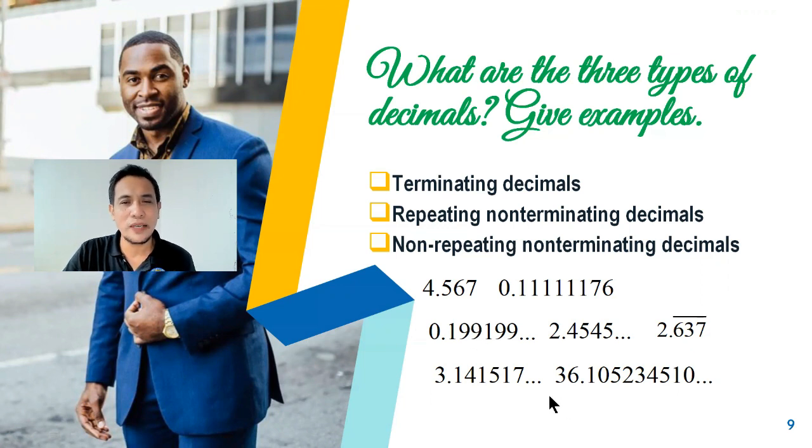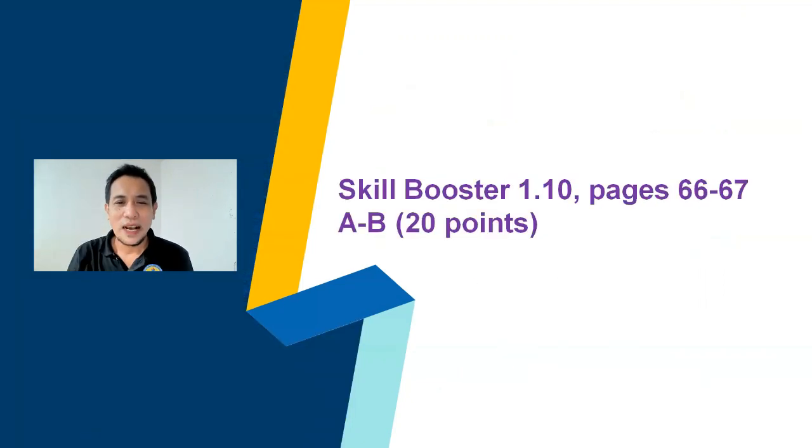All right, so any question about our lesson? Okay, fractions and decimals. We know that terminating decimals can be converted to fractions. We know that repeating non-terminating decimals can be converted to fractions. And fractions can be converted to either terminating decimals or repeating non-terminating decimals. But non-repeating, non-terminating decimals cannot be changed to fractions.